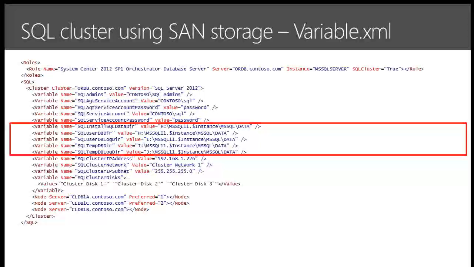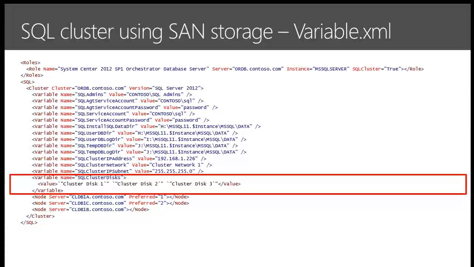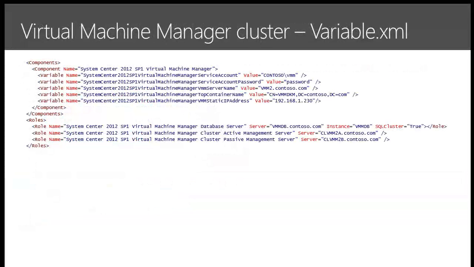Similarly, SAN storage, I'm using drive letters instead of UNC paths, but I also have to specify what the cluster disks are, and these have to match. We don't validate these. You just got to get this information right in the variable file.